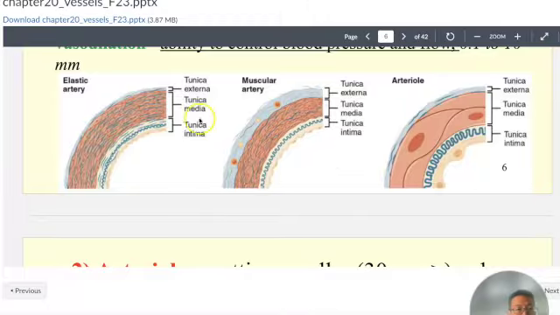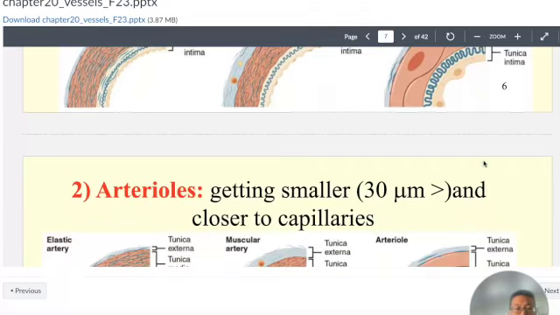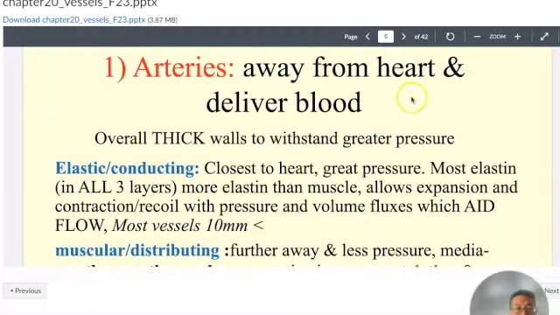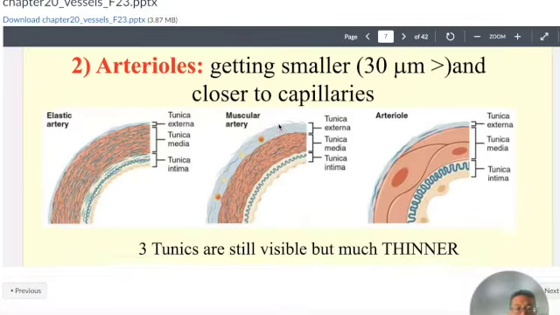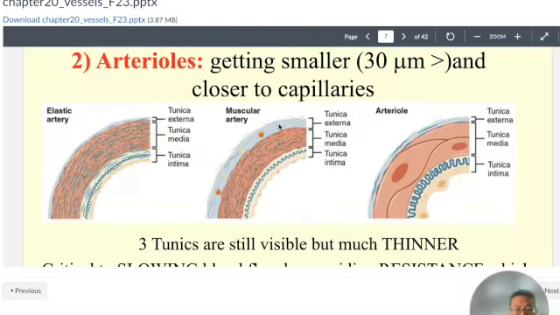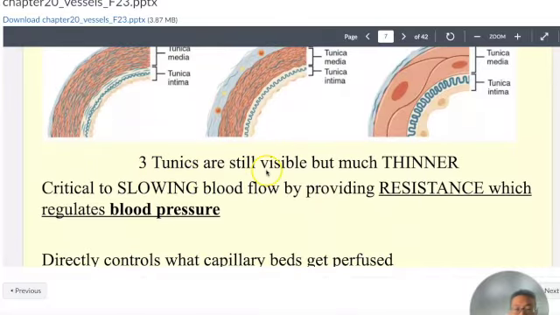Okay, you can see artery, muscular artery, and even the arteriole, which is smaller than the artery, has 3 layers. So that's the artery. Here's the arteriole. It also has 3 tunica, but is much thinner. Critical to slowing blood flow by providing resistance, which regulates blood pressure.